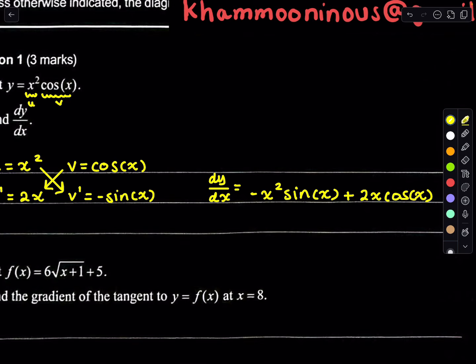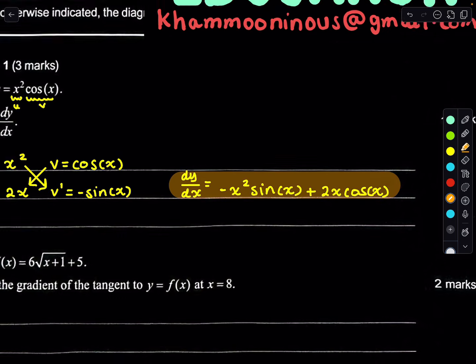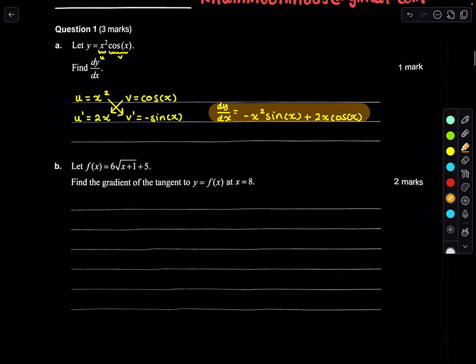And that is it. That's very nice, this type of question here. Very, very easy. Beautiful. Let me just highlight that right there. Okay, done. Easy one marker there.